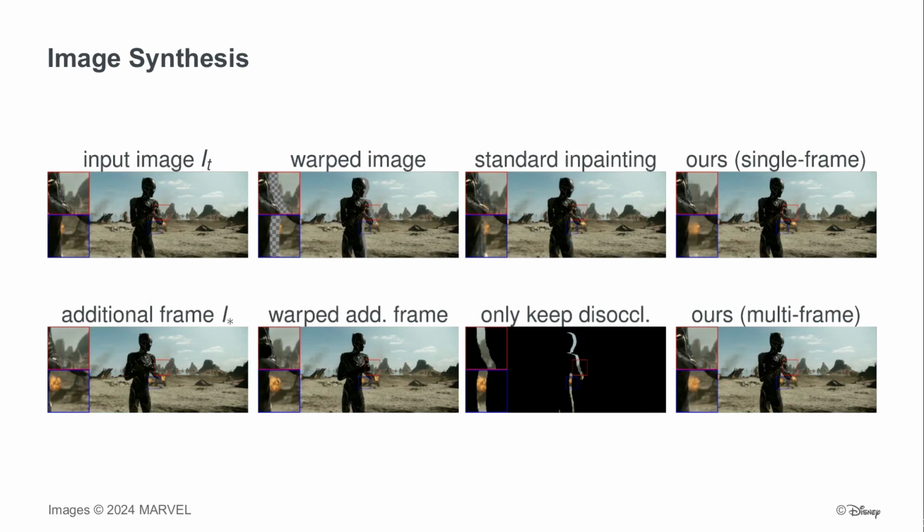For our multi-frame approach, shown in the bottom row, we consider an additional frame that shows key background areas unoccluded, such as the mountains. We warp it using optical flow and only keep information in the disocclusion areas. When using these multi-frame features for prediction, the background reconstruction is improved.